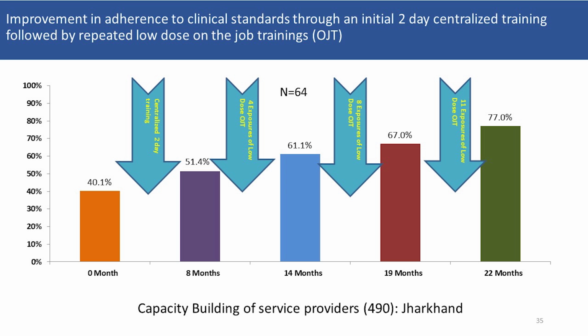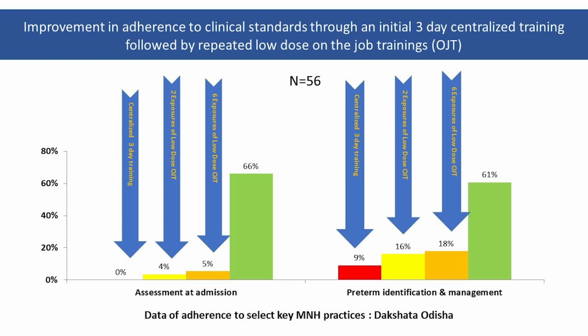So when we are talking about adherence to practices, this means that as a result of your 11 short on-the-job trainings, the facilities have improved their performance by adhering to 77% of the prescribed clinical standards at these facilities. Now this is an example of public sector facilities from Odisha.